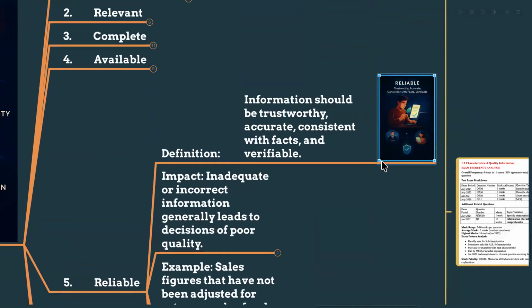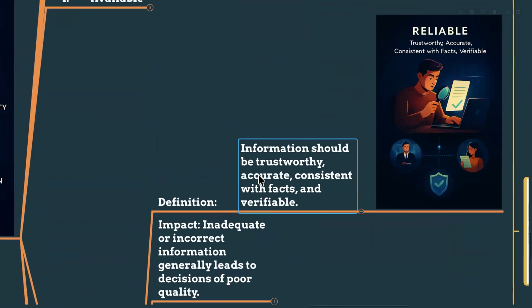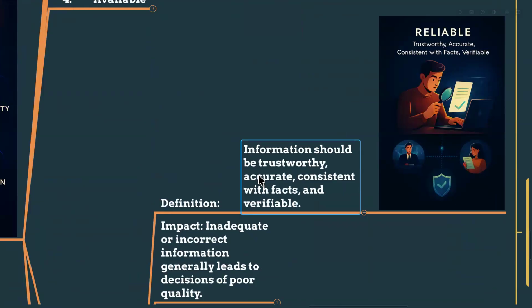Information should be trustworthy, accurate, consistent with facts, and verifiable. That's the actual meaning of reliability. Reliability means we have to rely on that particular information to take some decision. So information should be very trustworthy. Like when you are weighing on the scale, it always shows the correct weight, not sometimes correct, sometimes wrong. No, it should be reliable, right?